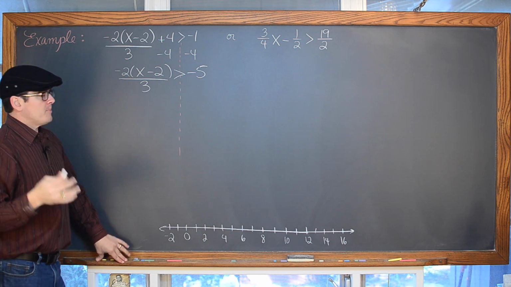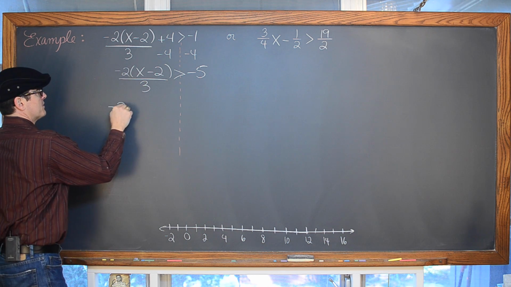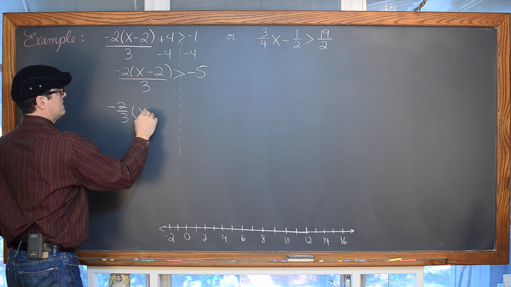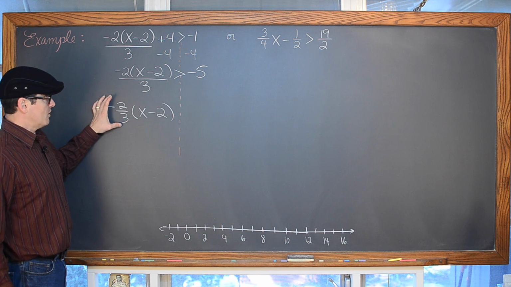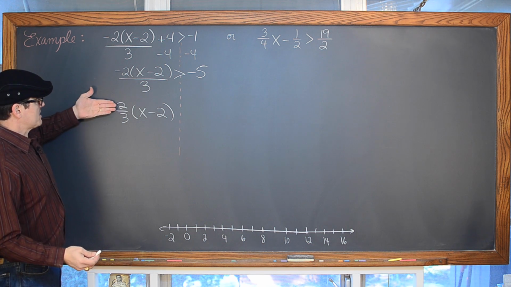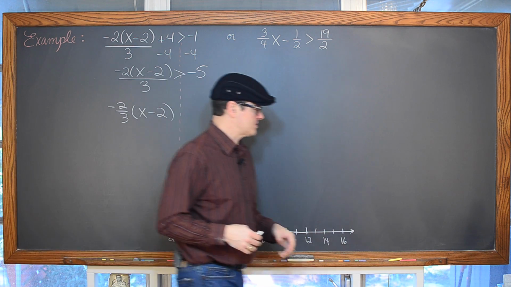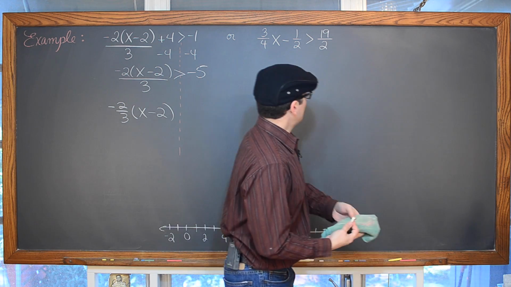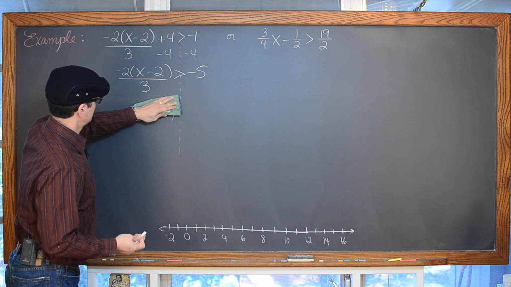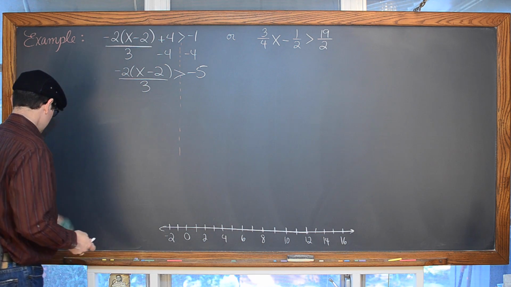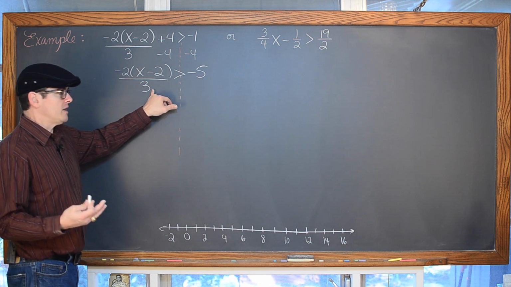Now, a couple options I can do here. I can pull this negative 2/3 out front and write this as x minus 2. In this grouping symbol we have a coefficient which is a fraction, so we can multiply both sides by the reciprocal and use one less step. But just to show a different look to the solution, we're going to deal with the division from the fraction bar separately from the multiplication.